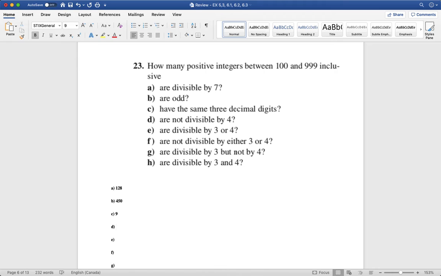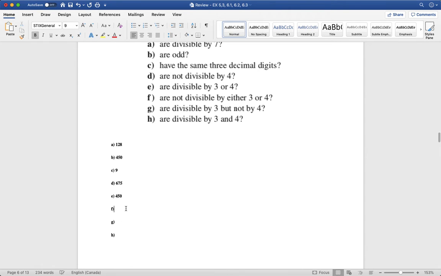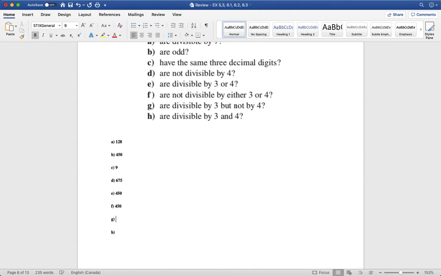Then we have those that are not divisible by 4. 635 are divisible by 3 or 4, so that'll be 450 are not divisible by either 3 or 4. It will be, yes, exactly 450 again. And then we have those divisible by 3 but not by 4, so 225 are divisible by 3 but not by 4. Those divisible by both 3 and 4 will be less, so there's 35.